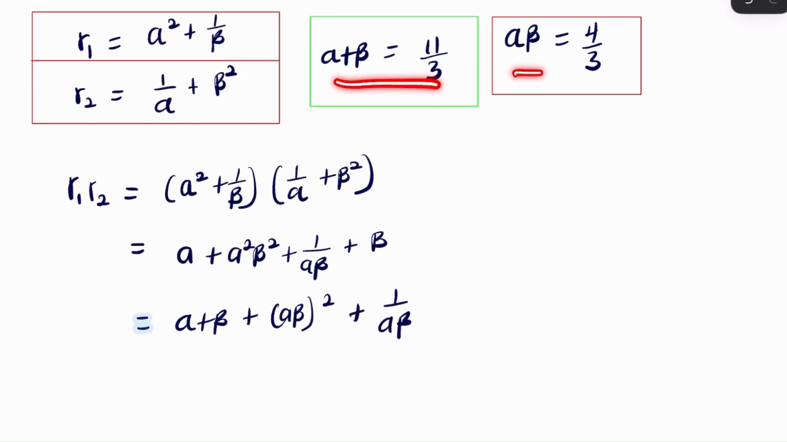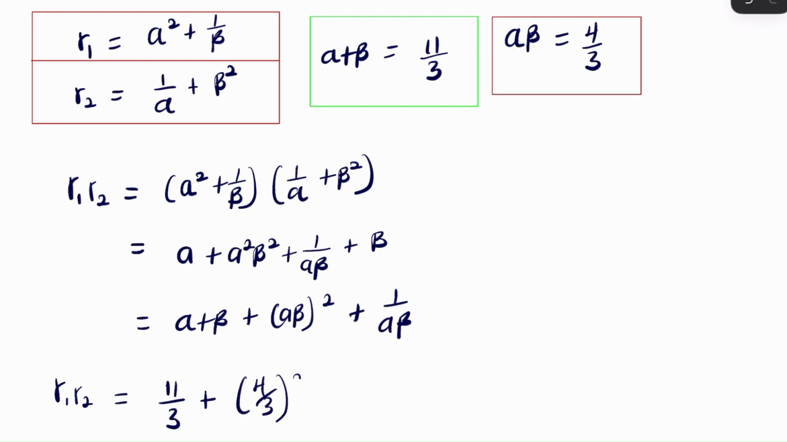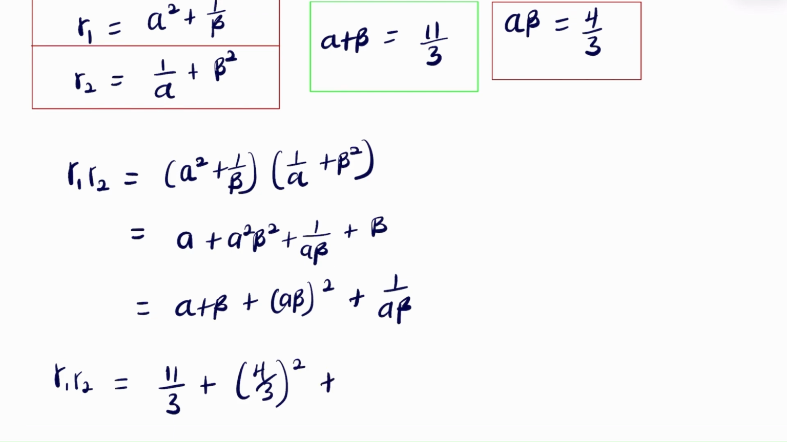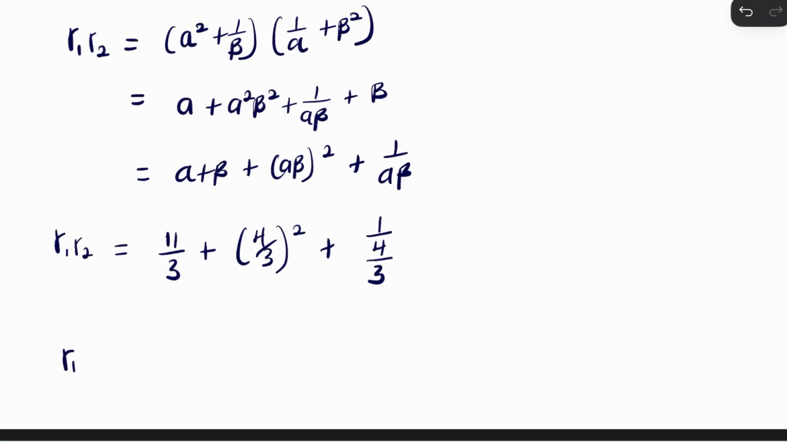So we now substitute these values in here. And so r1 times r2 will be giving us alpha plus beta is 11 on 3. Then plus alpha beta is 4 on 3. Then we square it, so that will be 4 on 3 all squared plus 1 divided by 4 on 3. Thus, r1 times r2 is equal to 223 divided by 36.